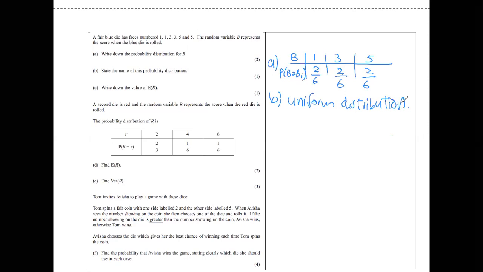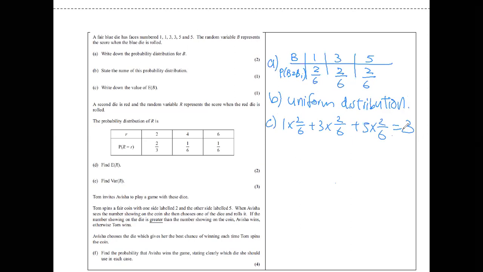Okay. So the expectation of B, very simple. We'll just use 1 times 2 out of 6 plus 3 times 2 out of 6 plus 5 times 2 out of 6. Okay, so add it up together. This will give me 3. That's my expectation.